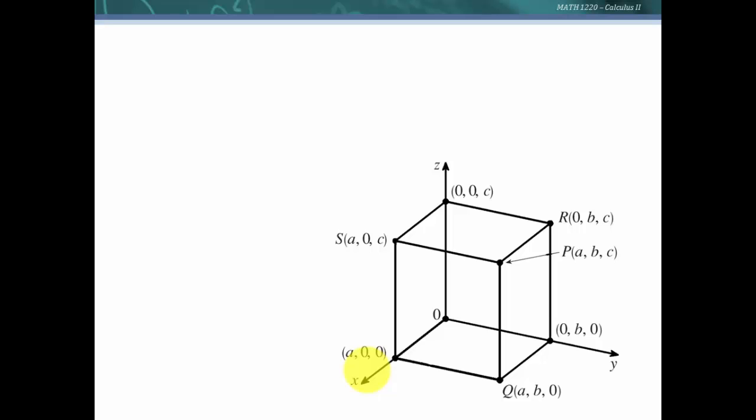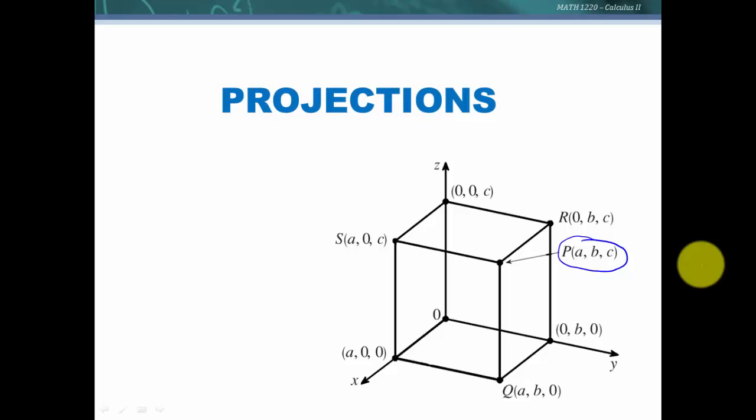So here we have some points, and you can see that some of these are on the different planes, and let's look at our point P right here, which is our point A, B, and C. We're going to talk about the idea of projections. Now, a projection would be if you just were looking on a certain plane.